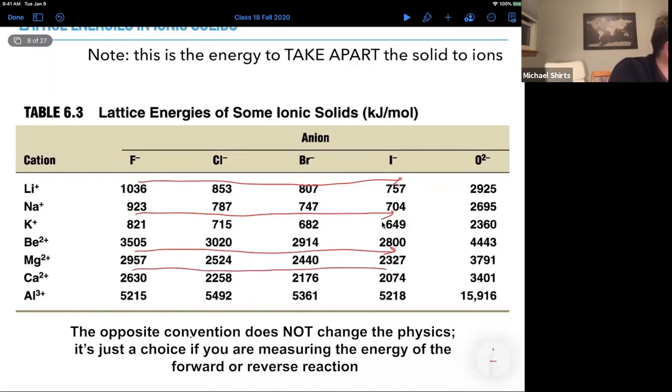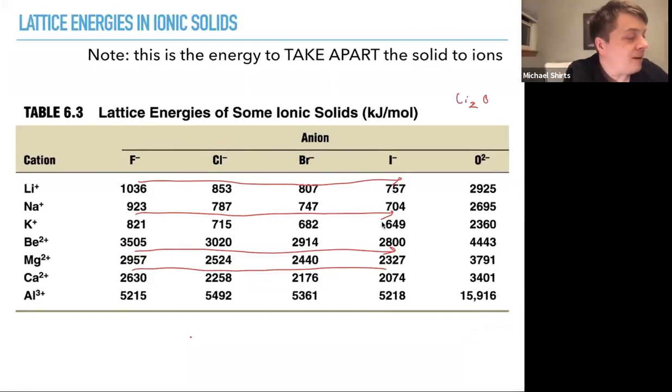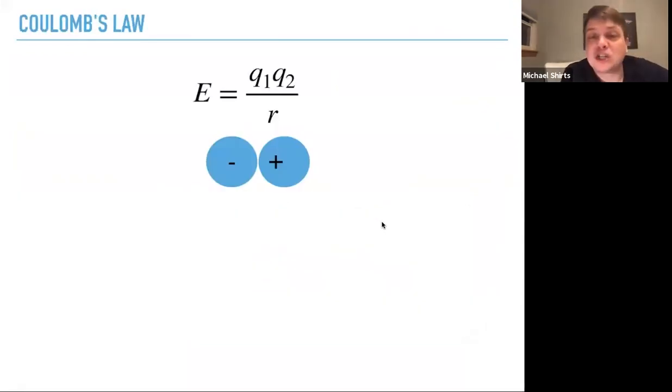But then if we look at the interaction with oxygen, we can see that it's much larger. The interaction with lithium, of course, remember it would be Li2O, that lithium oxygen interaction is much bigger. So there's sort of two different trends here that we can see that are fairly easily explained if we just look at the shape of Coulomb's law.